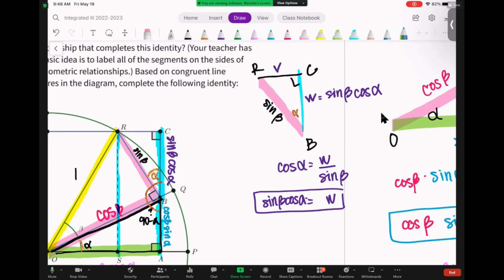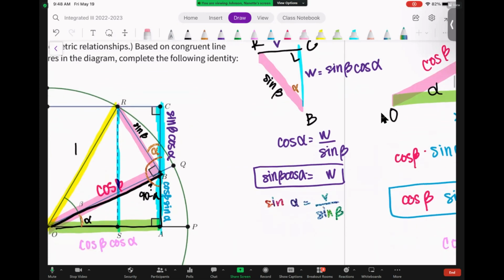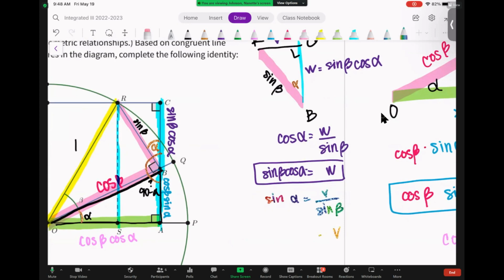So then we have sine of alpha equals V over sine beta. This is a crayon color, so it's just going to be whatever color I want. So V equals sine beta sine alpha. This is going to be small. So this guy here is sine beta sine alpha. That little tiny guy right there.